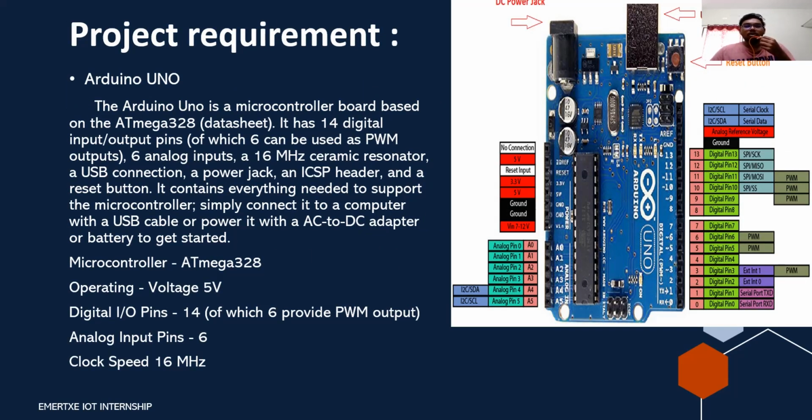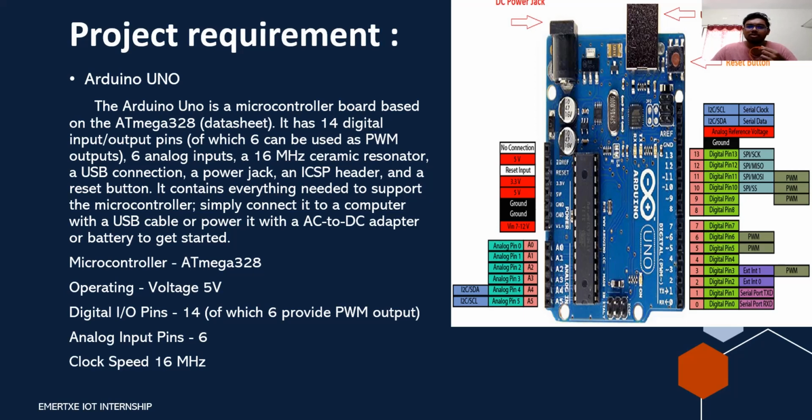What are the project requirements in the whole of this? The main microcontroller, or main heart, which we are using here is the Arduino Uno. Arduino Uno is a microcontroller board based on the ATmega328. It has 14 digital input and output pins, of which 6 are used as PWM outputs, 6 analog inputs, a 16 megahertz ceramic resonator, a USB connection to load the code, a DC power jack, an ICSP header, and a reset button present on the Arduino board.